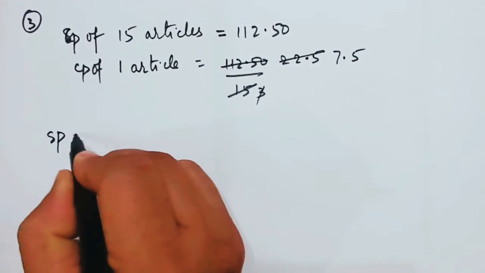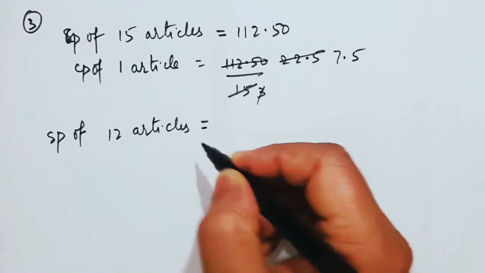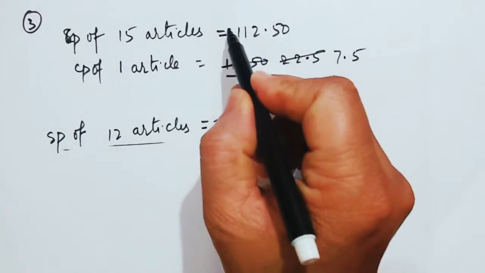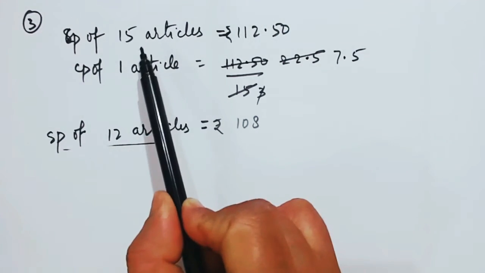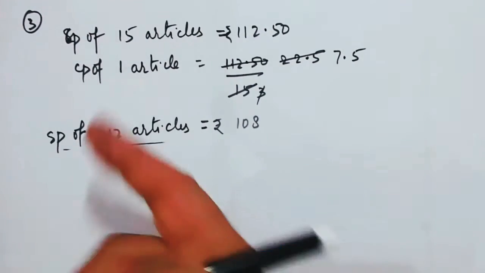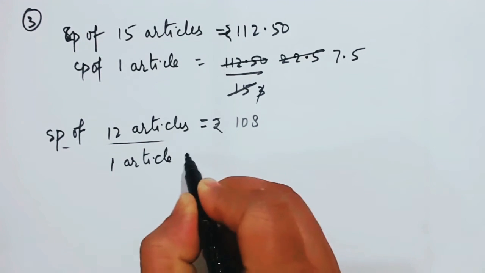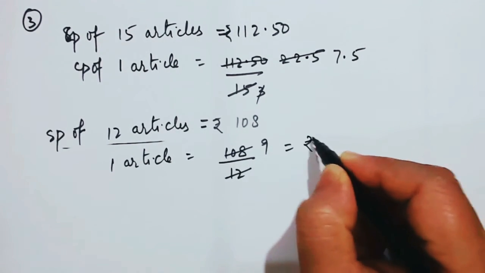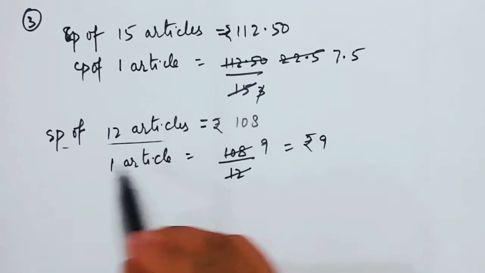And he sells them. The selling price of 12 articles is equal to rupees 108. Though he buys at this rate, he is not buying 15 articles, because when you read the question, a man buys a certain number of articles. So this is the rate at which he buys. The selling price of one article is 108 by 12, equal to rupees 9. So he buys at rupees 7.5 and sells at rupees 9.